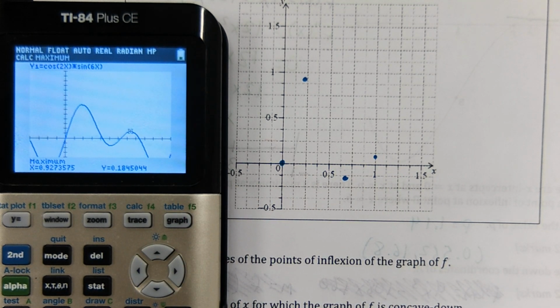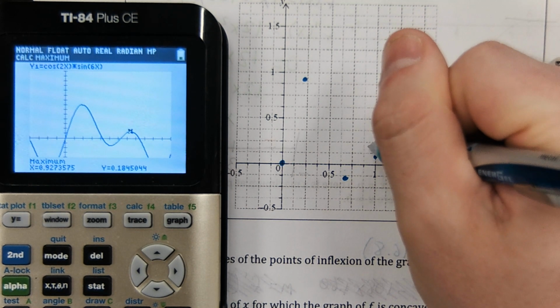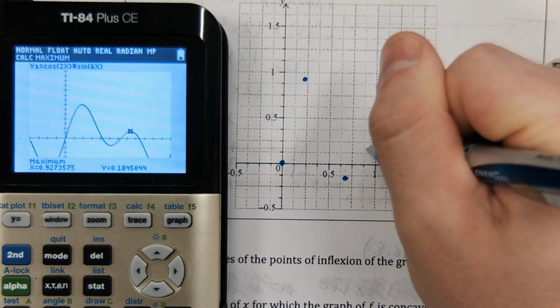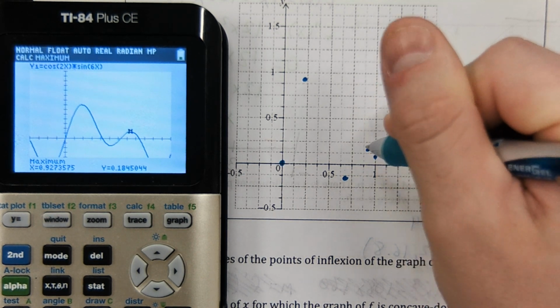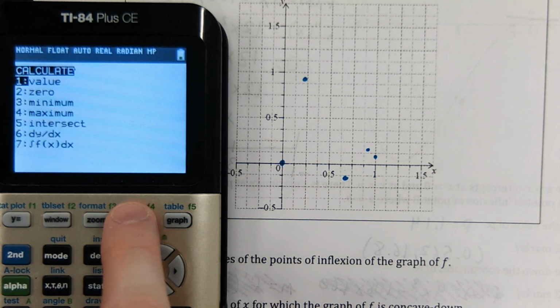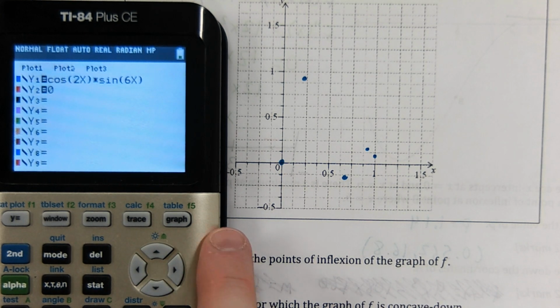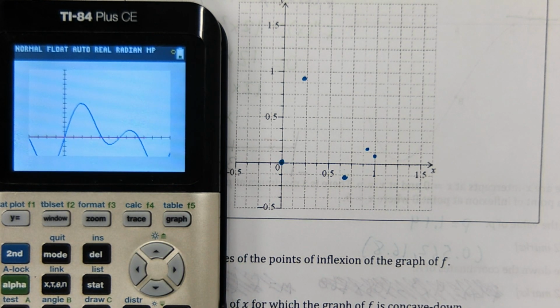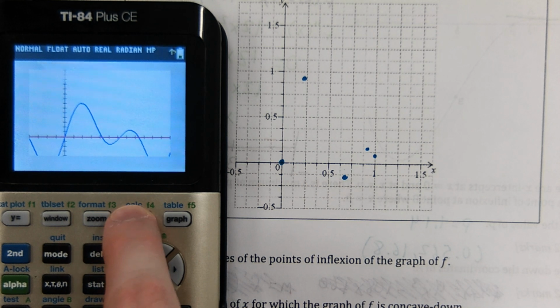Almost to 1 and about 0.185. That is above. So it's something like this. Now let's find those two zeros. Go to y equals, graph another line, second trace, intersect.